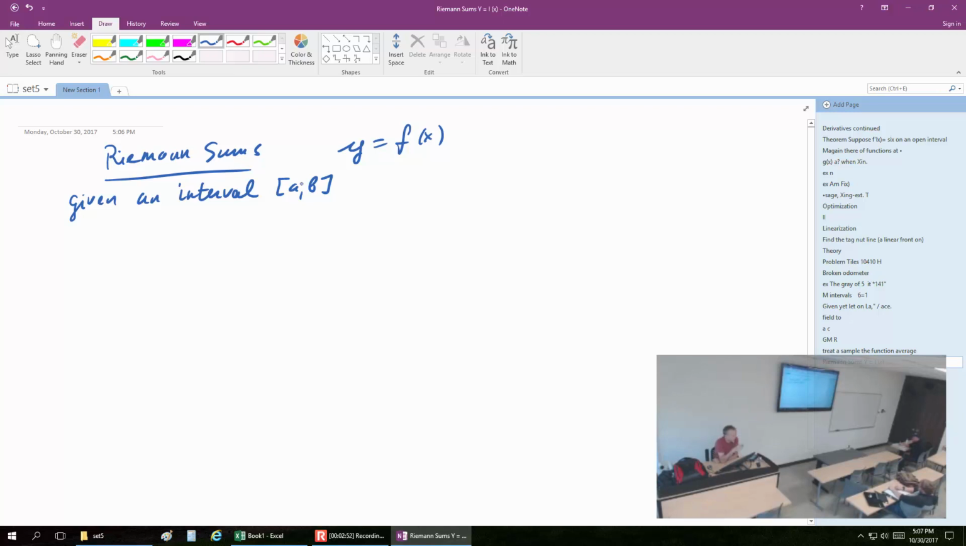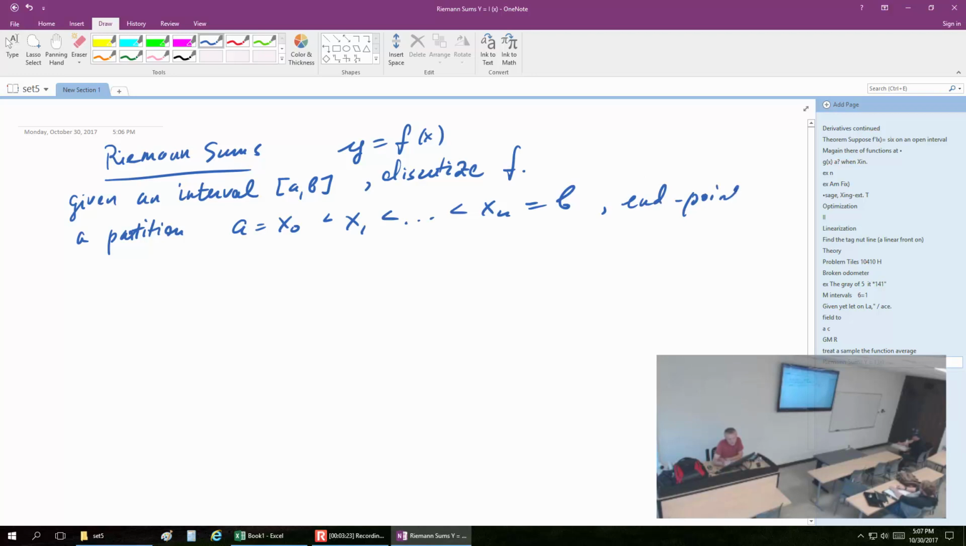And then what we do, we discretize f, and well, the whole thing. How we divide into pieces. As we have done already, we start with a partition: a equals x naught, x1, up to xn, which is b. These are the endpoints. Variable length.